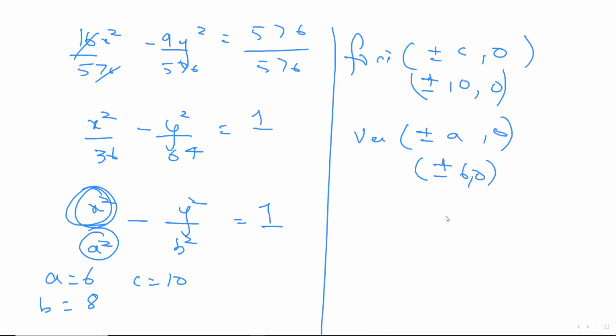That's it. Got it? Eccentricity is equal to c by a, you will find. LLR equals 2b square by a, you will find. Got it? I'll solve one more question based on this.